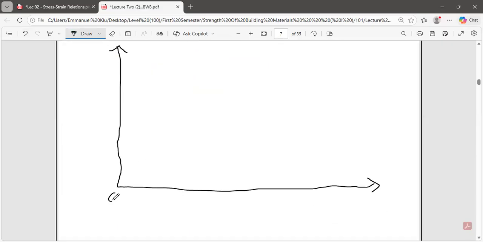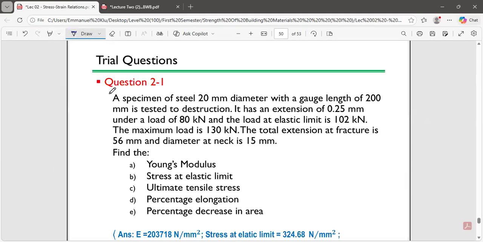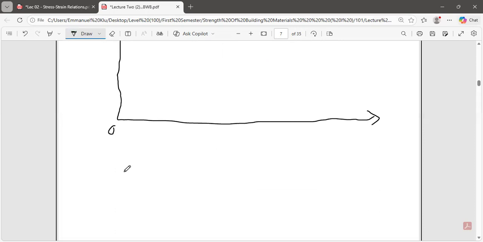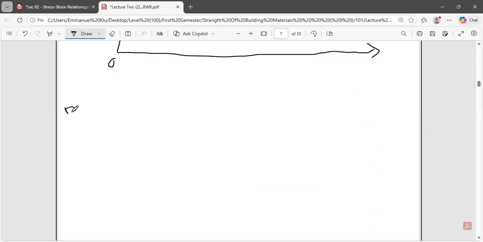So this can be our origin. Okay, let's go to the question. The question is saying that a specimen of steel 20 millimeters in diameter with a gauge length of 200 millimeters. Let's quickly pull that down. The specimen of steel has a diameter, so the diameter D is equal to 20 millimeters, and then the gauge length was given as 200 millimeters. This was a very straight one.